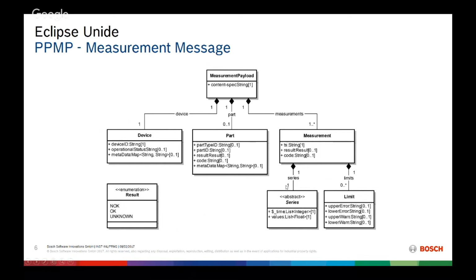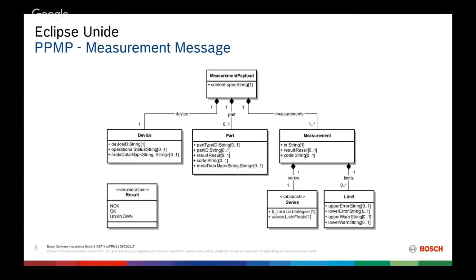The second message type we specified is the measurement payload. The measurement payload consists as well of content spec and the device object. And also you can set information or transport information to the producing part.